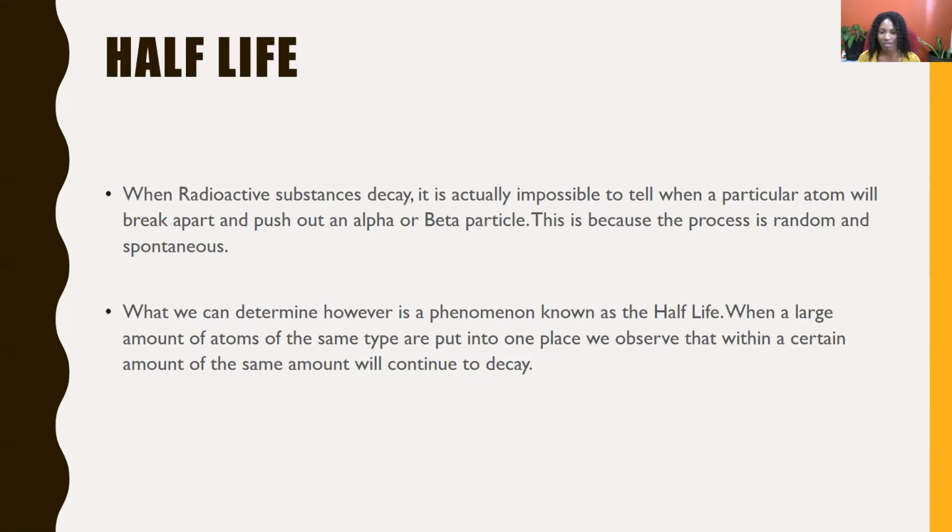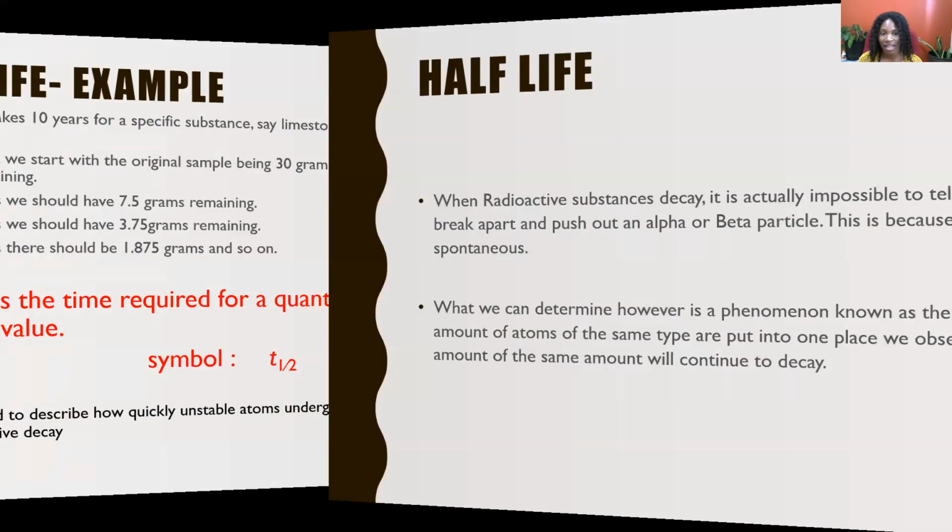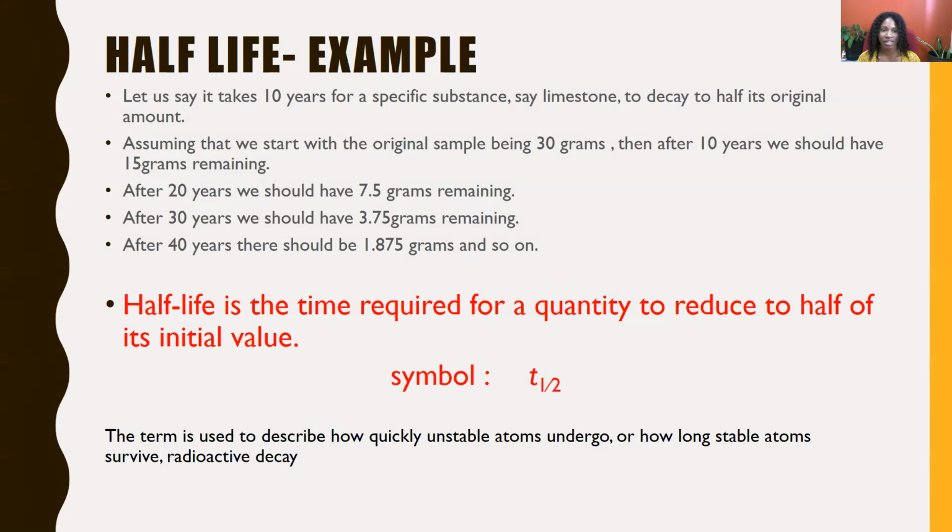When a large amount of atoms of the same type are put into one place, we observe that within a certain amount of time, the same amount will actually continue to decay. And so if we look at this, we're going to say that an element takes 10 years to decay, and we're going to call that element limestone. So let's say that we start off with 30 grams of that element. After 10 years, we should have 15 grams. After 20 years, we should have 7.5 grams. After 30 years, we should have 3.75 and so on.